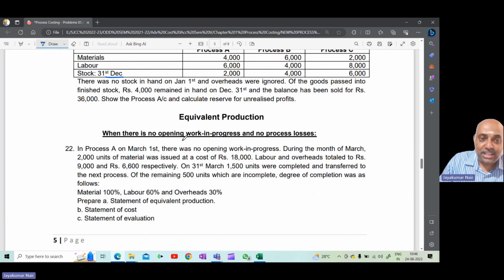So what they are saying, there was no stock in hand on 1st Jan and the overheads were ignored. No overheads. Of the goods passed into finished stock, rupees 4,000 remained in hand on 31st December, and the balance has been sold for rupees 36,000. They are asking you to prepare the process account and calculate the unrealized profit.